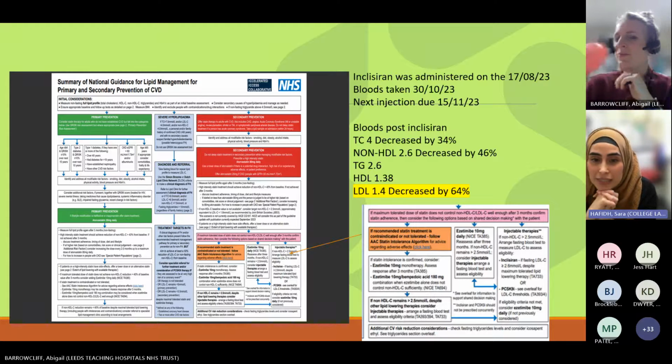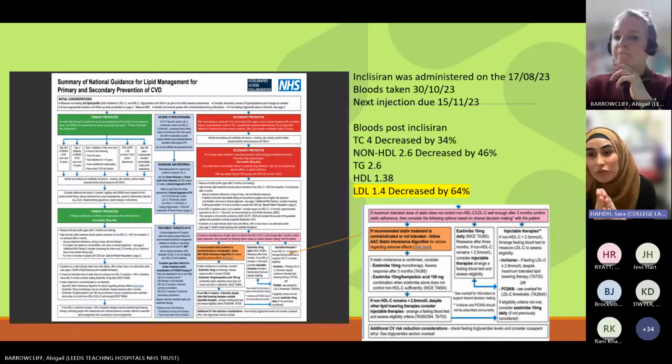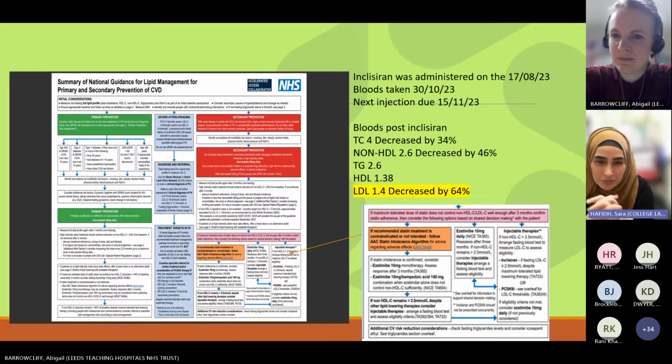So we did do his blood test, and this is post his first injection, just before the 3-month mark. Bear in mind, he's due his injection probably next week now. Bloods show that the total cholesterol decreased by 34%. His LDL decreased by 64%, which was absolutely fantastic.